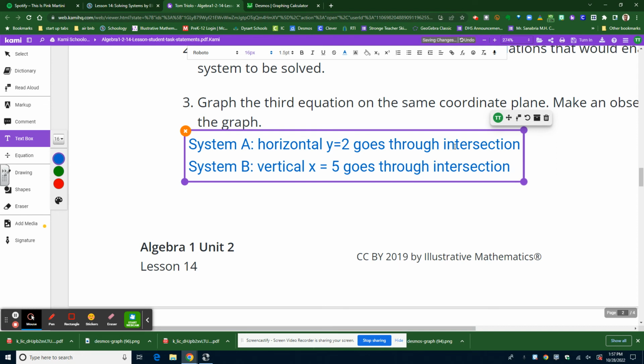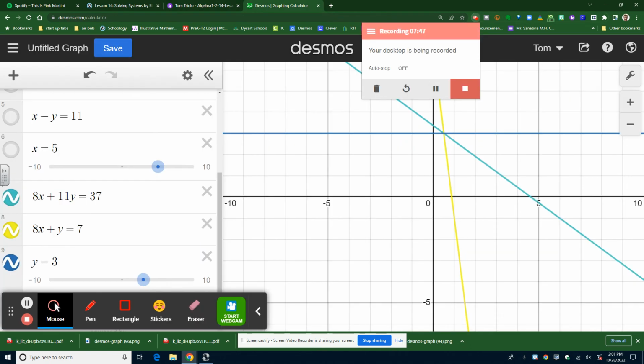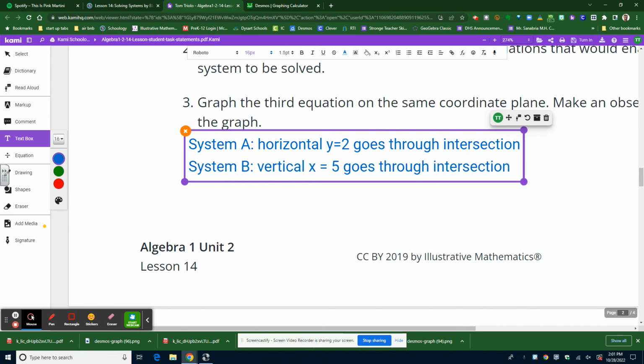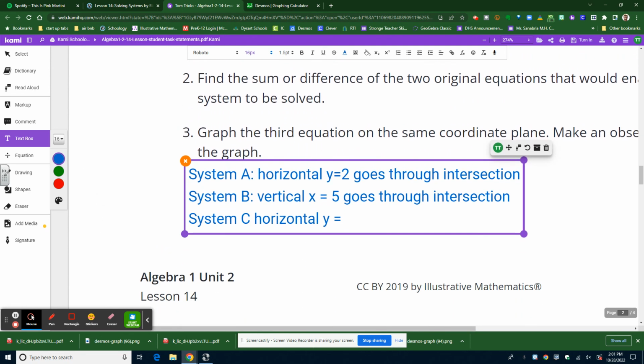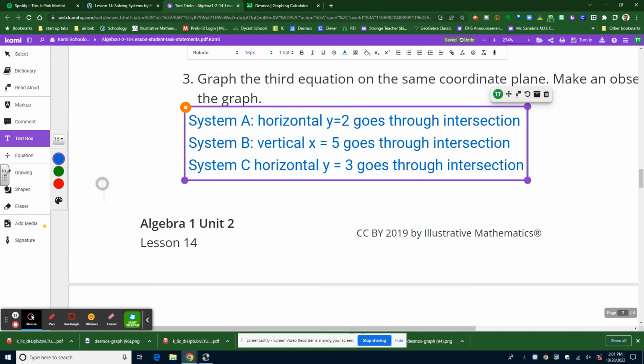What happens when you subtract them? What do you get? What x equals? All right, so system C. You have a horizontal. Y was equal to what? 3. And they always go through the intersection point. Okay?